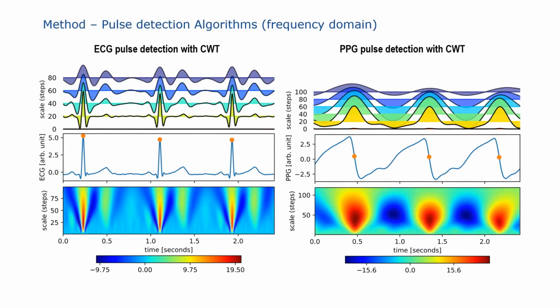The result of different scaled wavelets convolved with an ECG can be seen on the left, and on the right it can be seen for a PPG. In the middle, the input ECG and PPG signal is visible. Above, the result of the convolution with the wavelet of some selected scales is plotted as a joy plot. The bottom plot is a continuous plot for every scale.